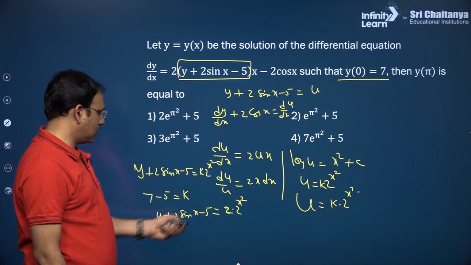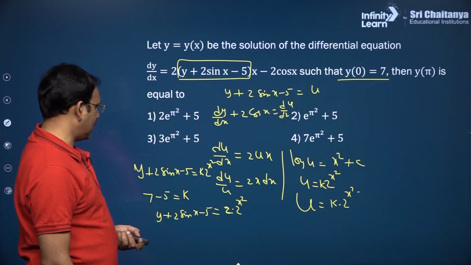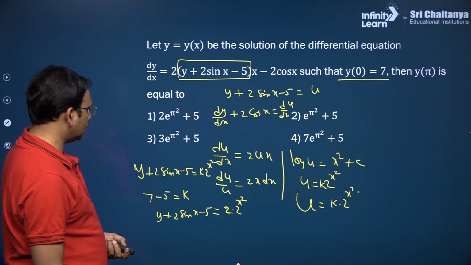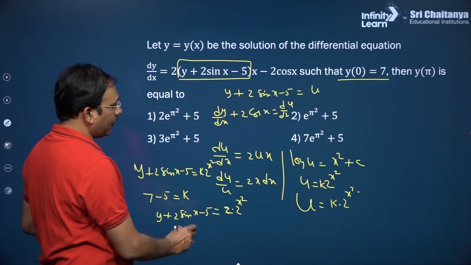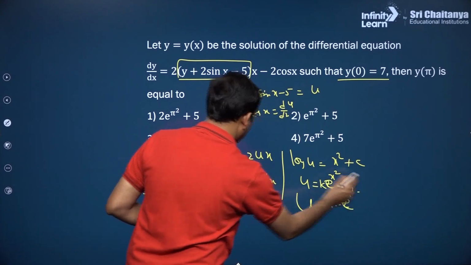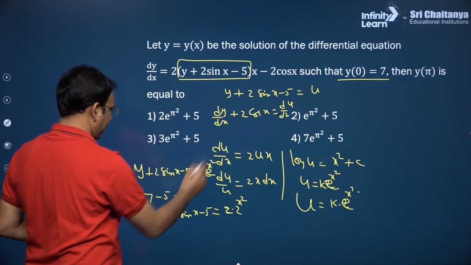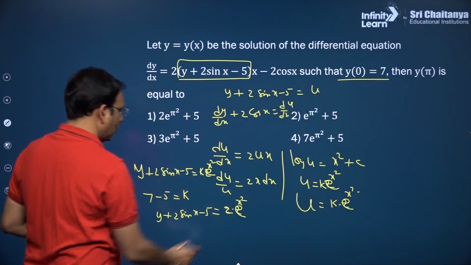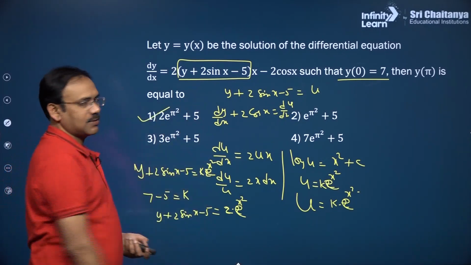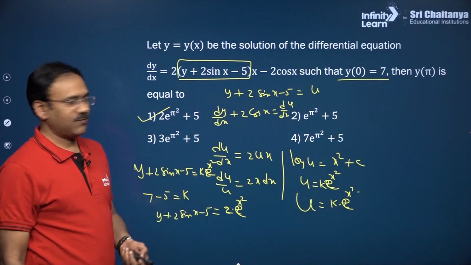So, sin pi is 0, this is 2 power pi square plus 5. I think this is e power x square, right? This is not 2, this is e power x square. So you will get 2 e power x square plus 5, my dear friends. This is the answer, 2 e power pi square plus 5.